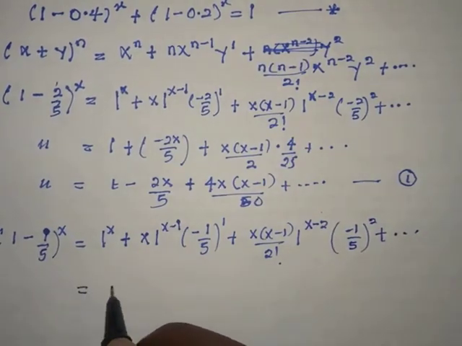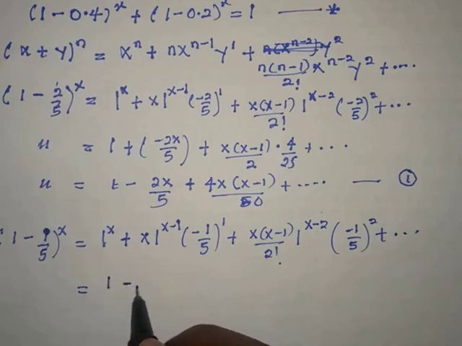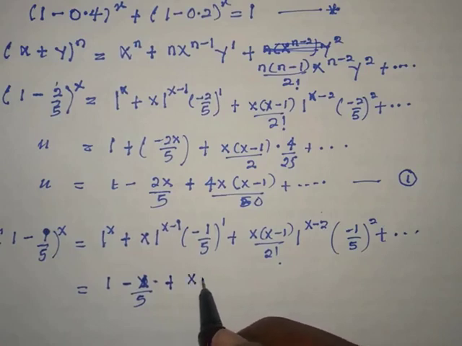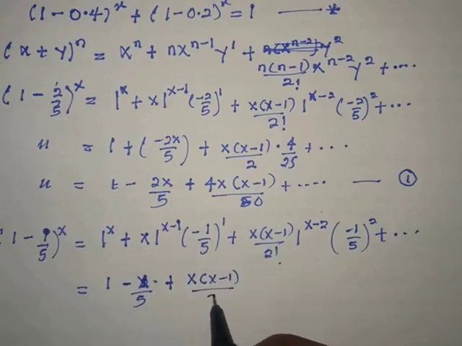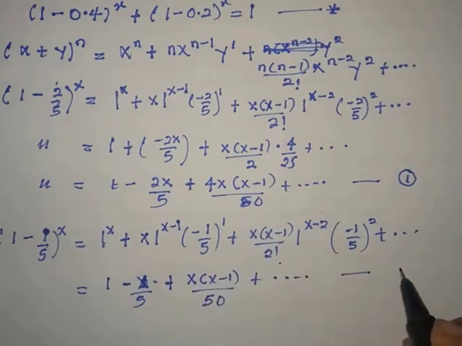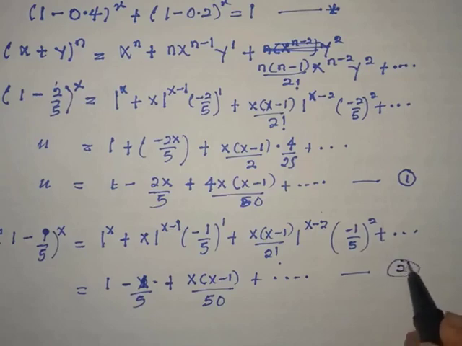So the final thing we are going to have here is 1 minus x upon 5, then plus x(x minus 1) divided by 50, plus dot dot dot. We assume this one to be equation 2.